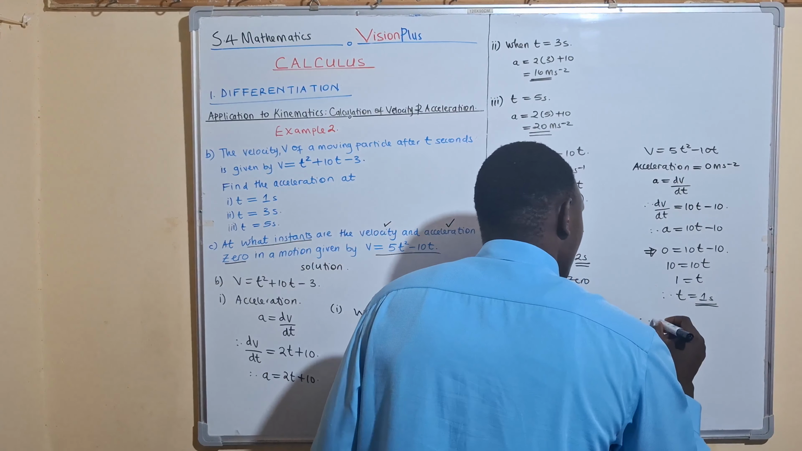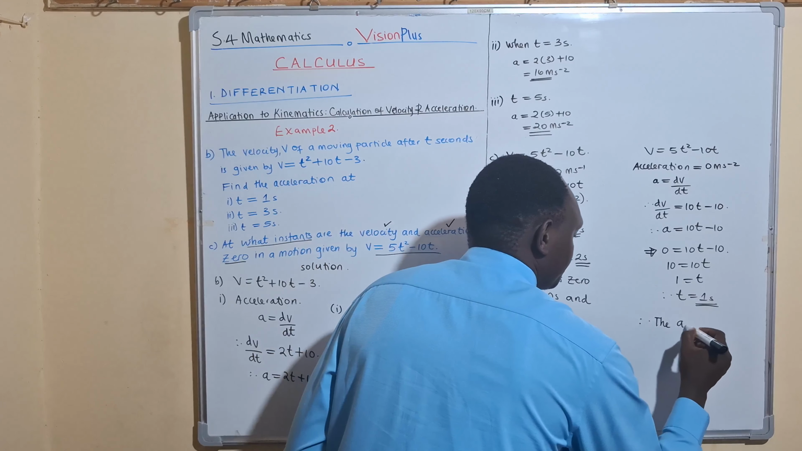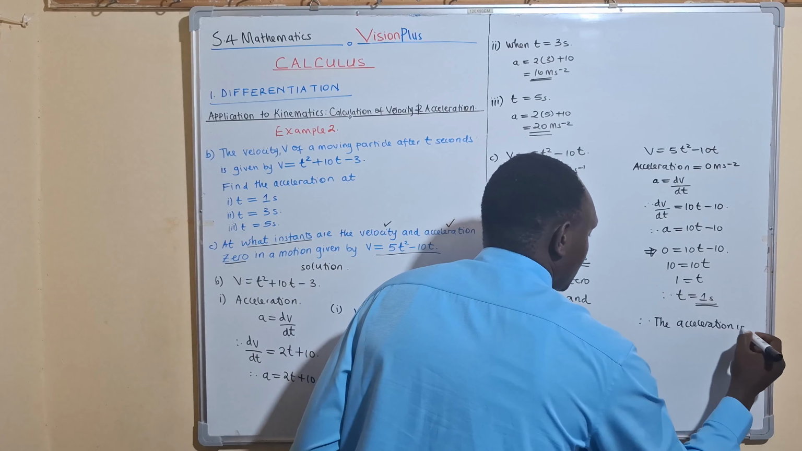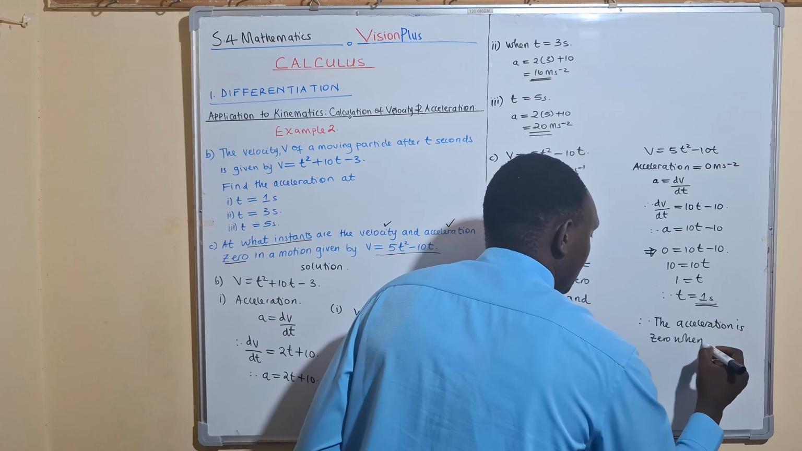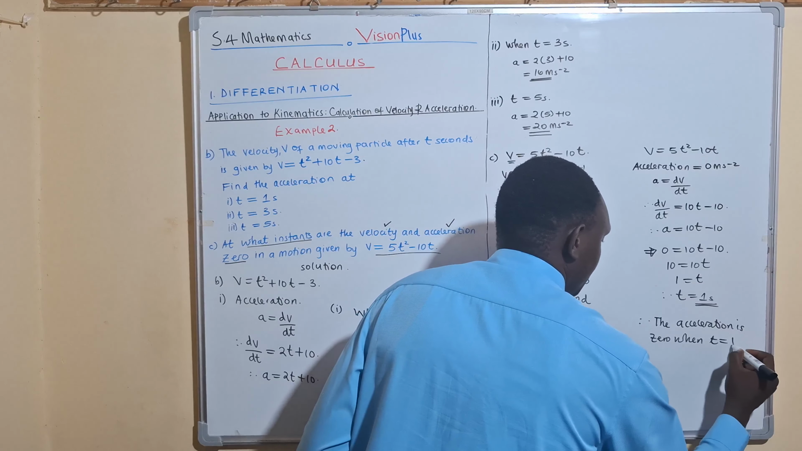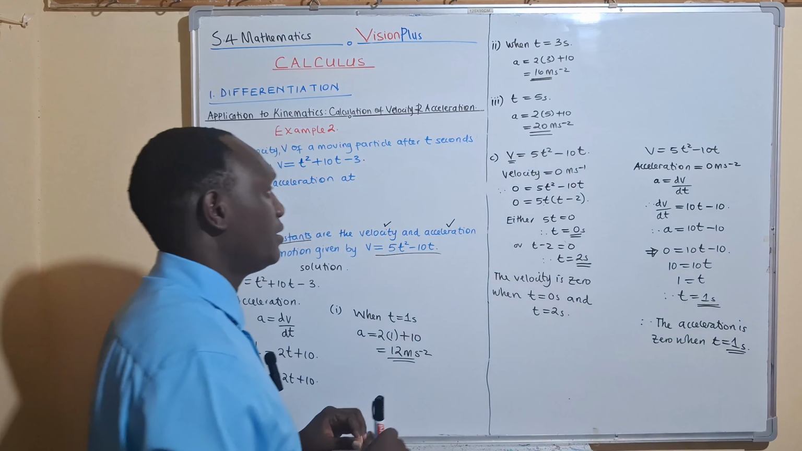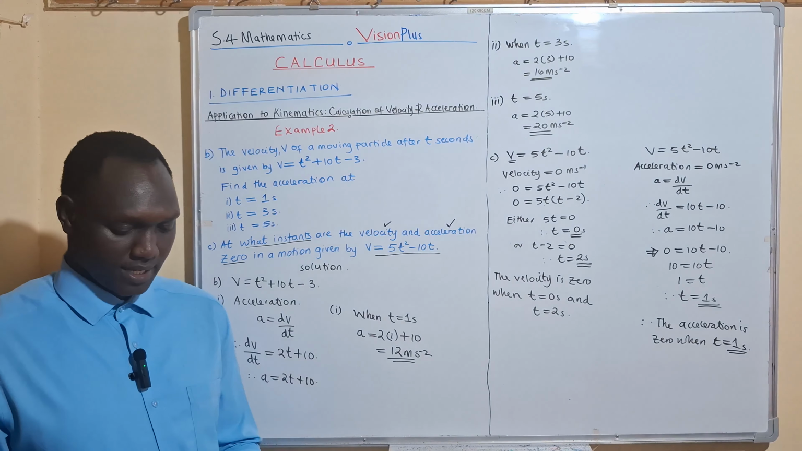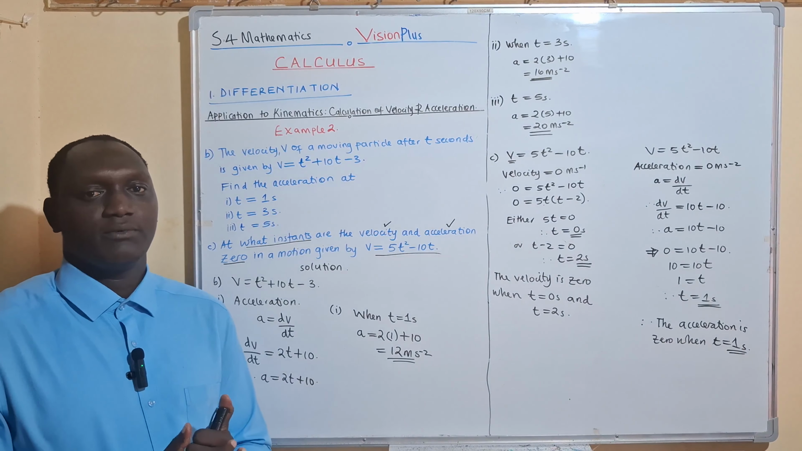Therefore, the acceleration is 0 when the time t equals 1 second. So this is the solution to part B and part C, and that is the overall solution to example 2. Thank you.